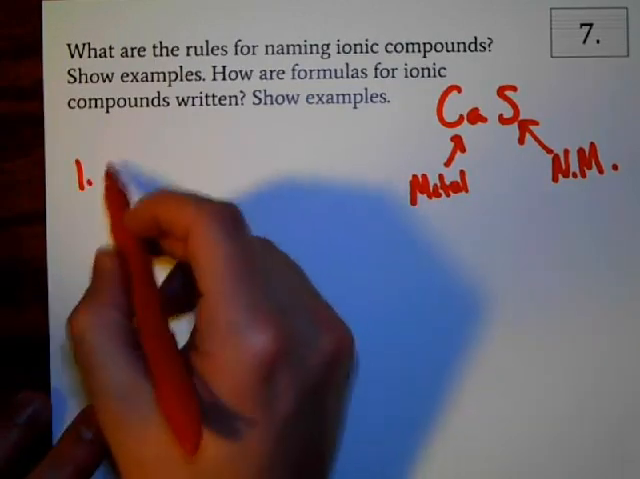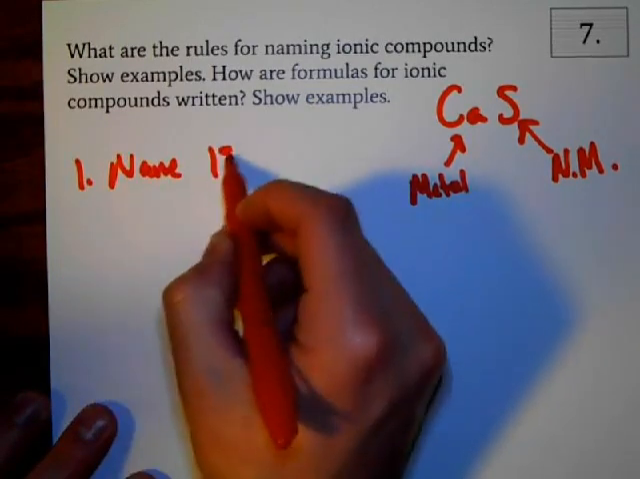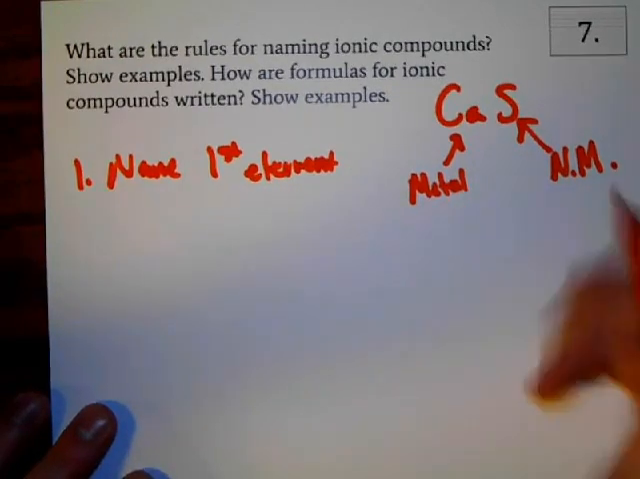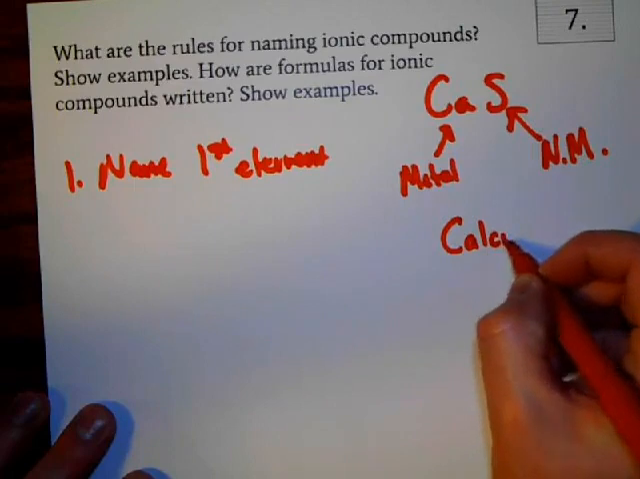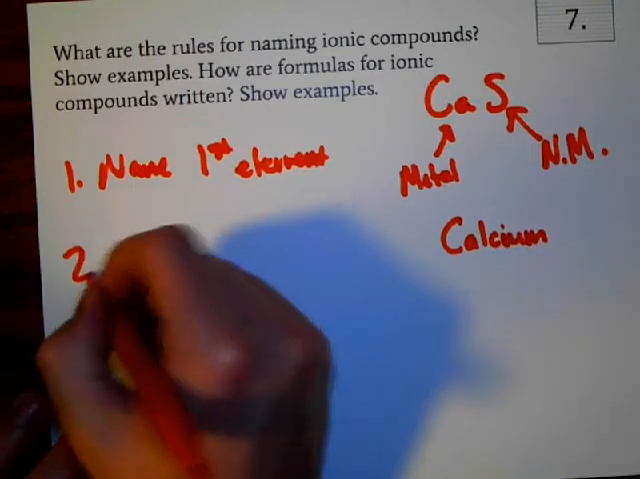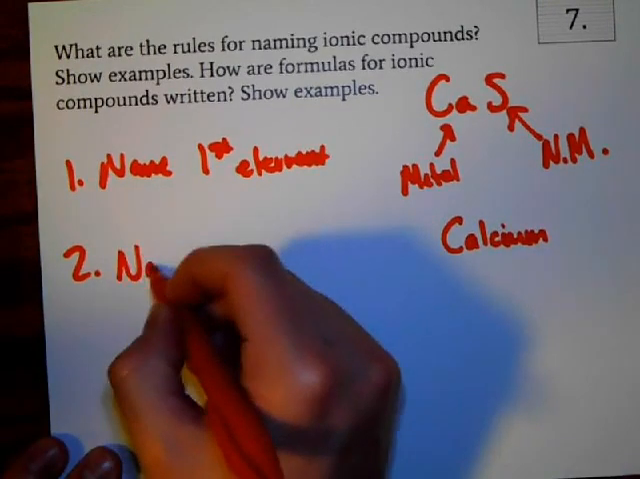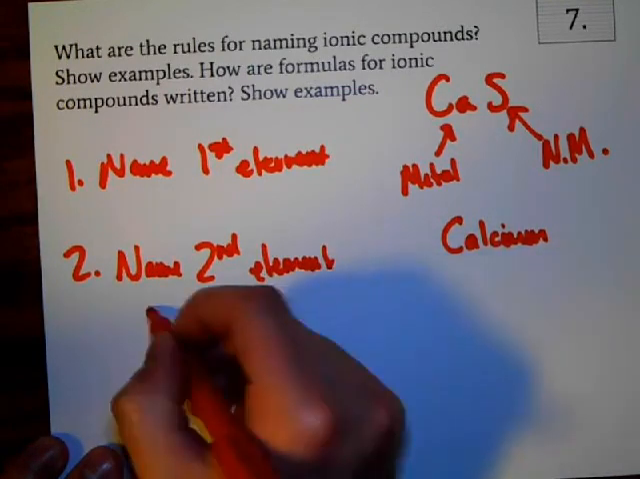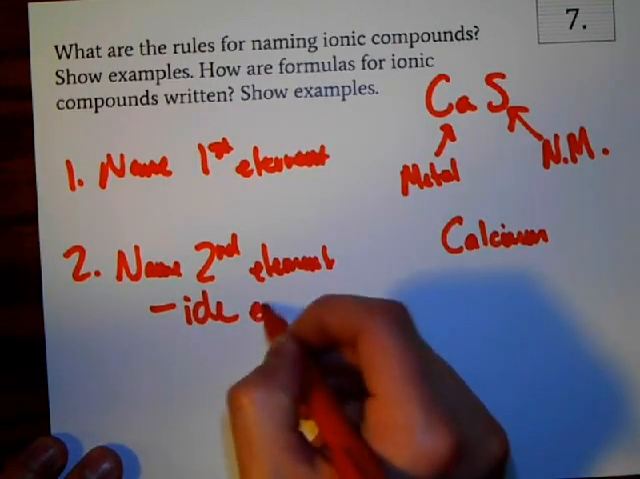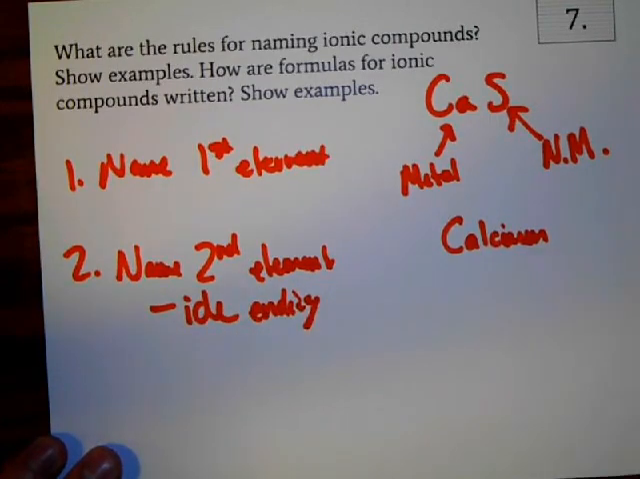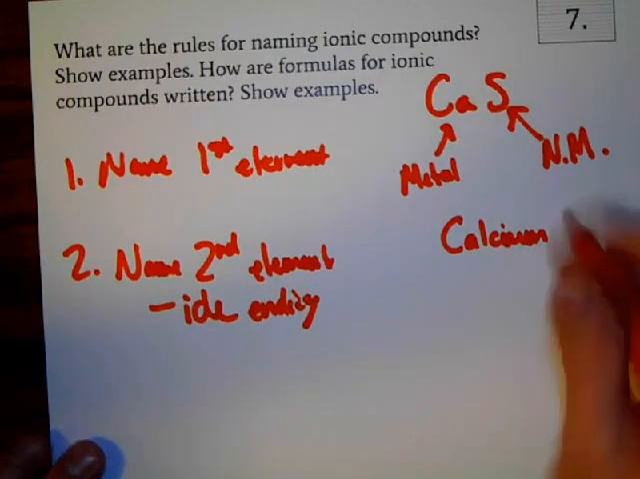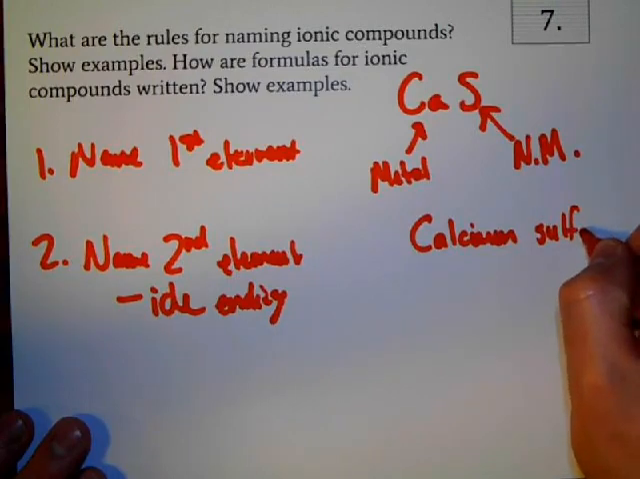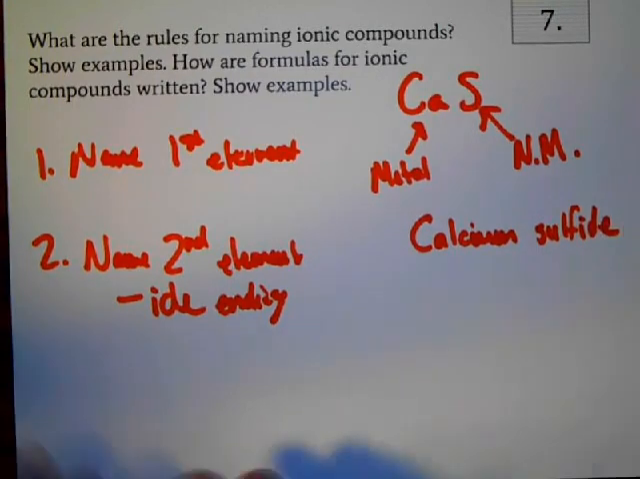What I have to do, first step, is just name the first element. Very simple. So if I were to name this compound, the first element is calcium, so I just call it calcium. Second step, I name the second element, but just like with covalent, we add the IDE ending. So it wouldn't just be calcium. It would be calcium, and I would add the next element here, sulfur, but I add IDE at the end.